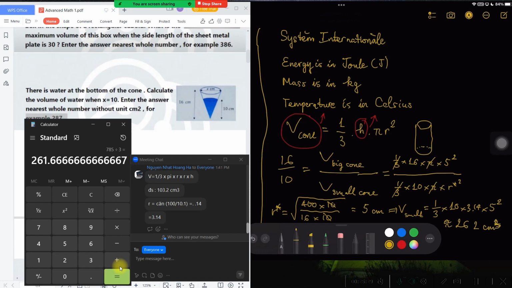Have you found the answer? It's 103.2 cm cubed. 262, right? 262, right? Mai, did you get the same answer, Mai? Teacher will wait for you a bit. Okay, I'll wait for you. Don't worry, I'll wait for you. This is a hard one.